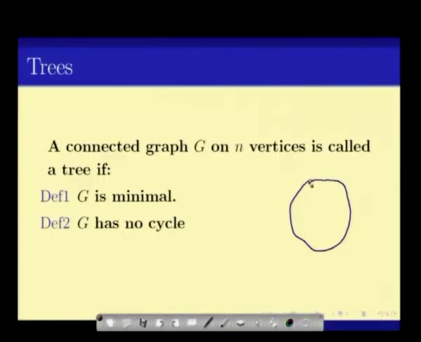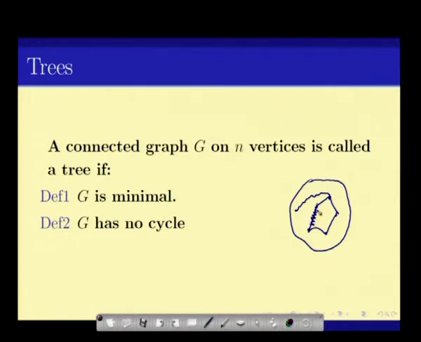So, if I have a graph G on n vertices that is minimal, then why can't it have a cycle? The idea is simple. Here is a graph, say, and in this graph somehow there is a cycle. Now, it is connected, meaning from any vertex I can walk to any vertex. But what happens if I remove one of these edges?